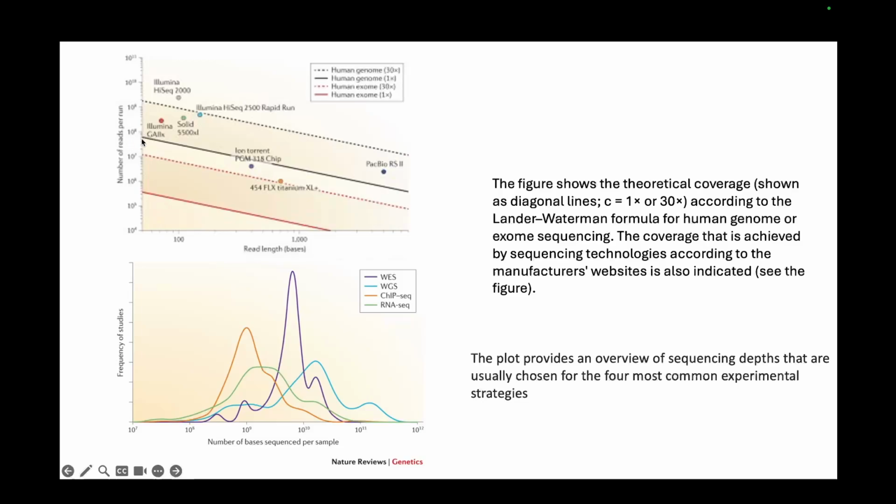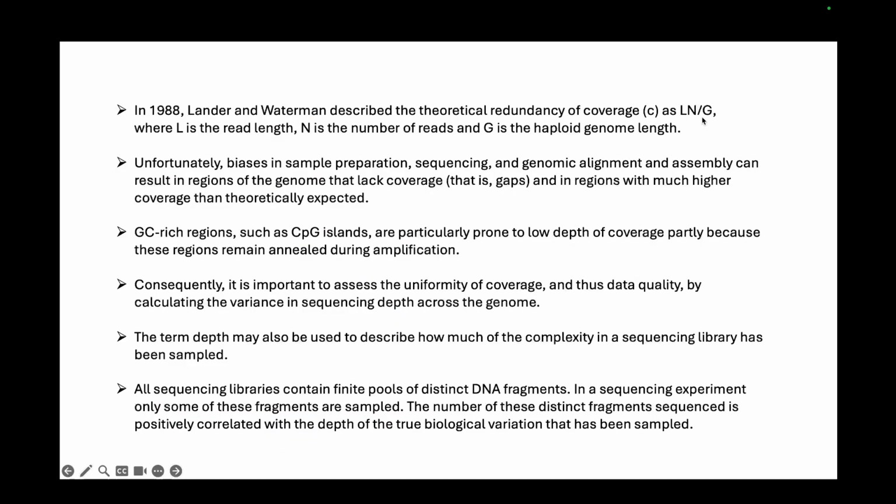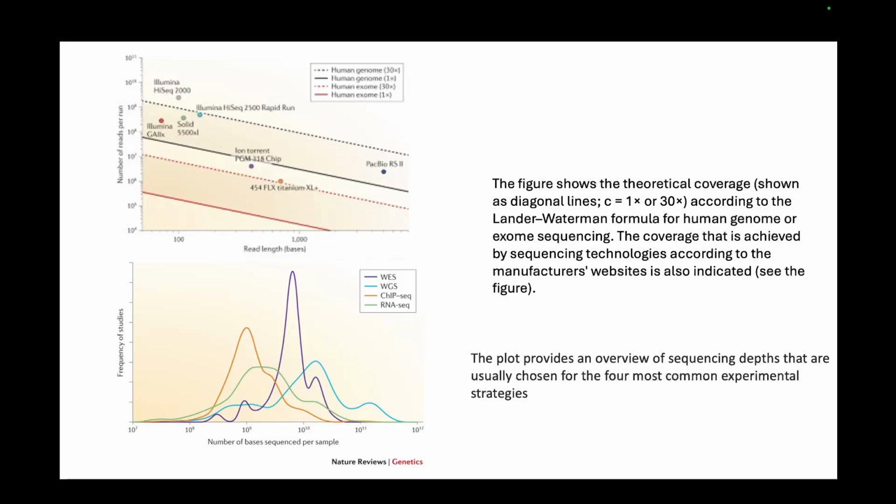So you on an average have around 10 to the power, I'm not being able to see the number, but I'm guessing this is 10 to the power 8. So around 10 to the power 8, and your read length will vary depending on the sequencing protocol. So according to that formula that I showed, L N by G, read length into number of reads divided by the length of the genome.